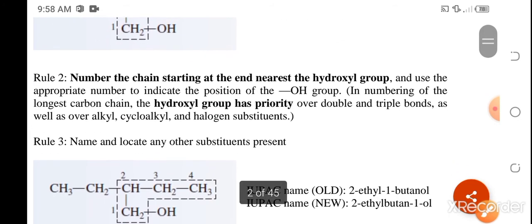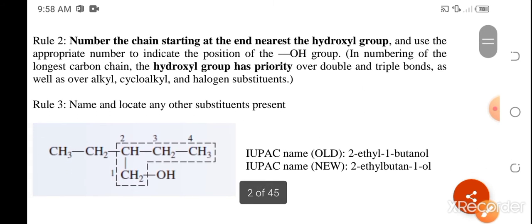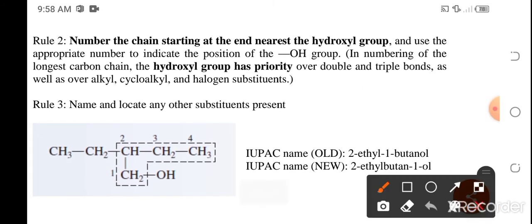Okay? Rule number 2. You have to number the chain starting at the nearest end of the chain bearing the hydroxyl group. Start the numbering at the end nearest to the hydroxyl group. So mag-start daw tayo ng pagbilang so that we are going to have the lowest number assigned to that carbon atom bearing the hydroxyl group. So dapat we come up with the lowest number for the carbon atom bearing the hydroxyl.